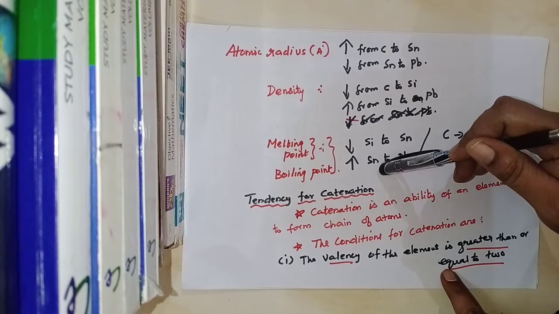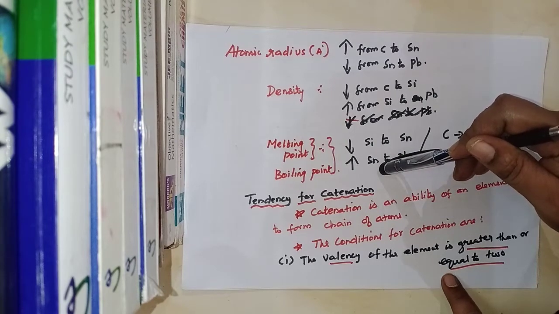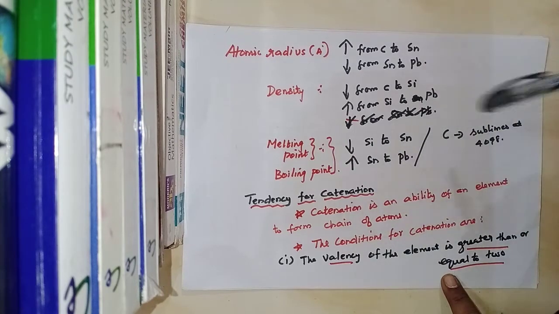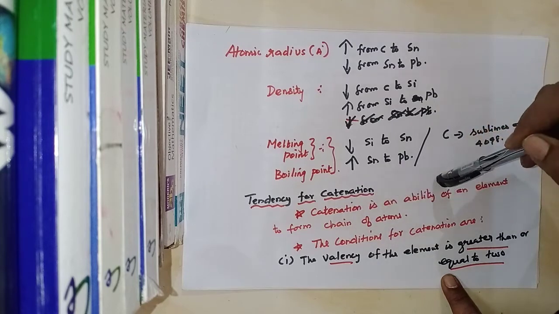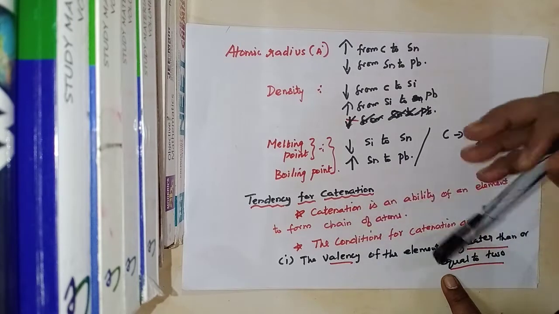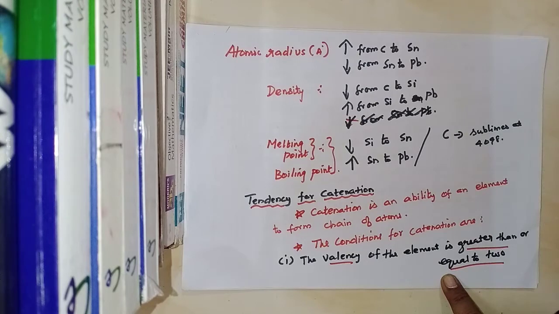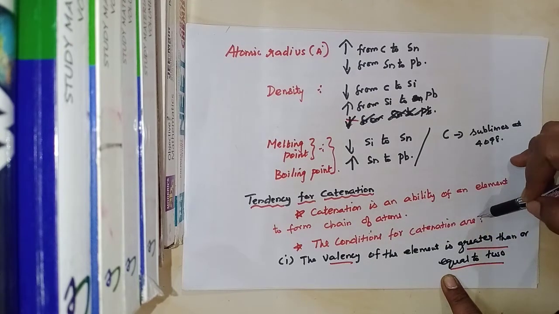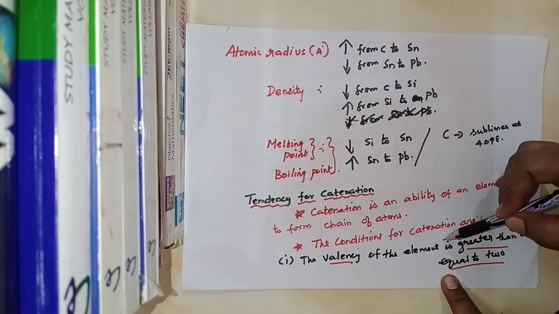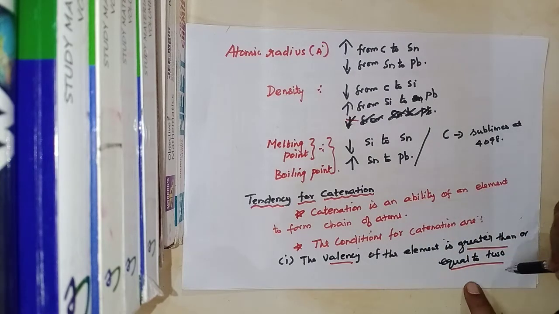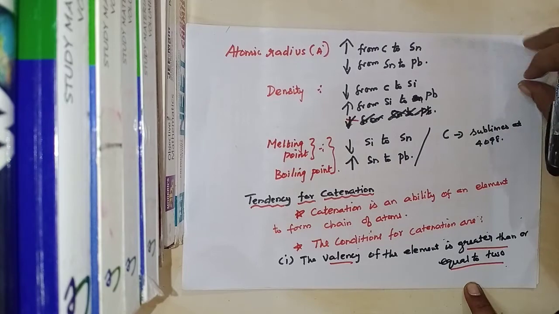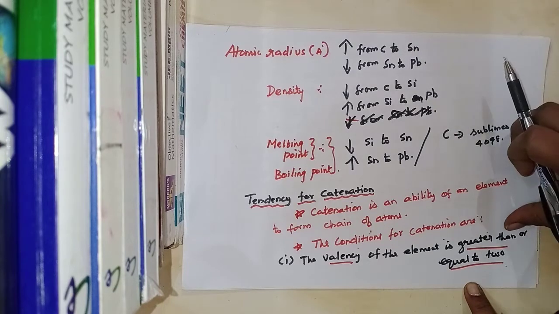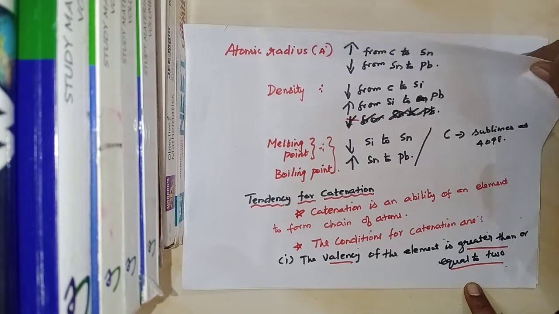Okay, now the next is the tendency for catenation. You already learned catenation in organic chemistry, and the same thing we are going to see here. Catenation is the ability of an element to form a chain of atoms, so carbon, carbon, carbon, carbon linked. The first condition for catenation is that the valency of the element is greater than or equal to 2.